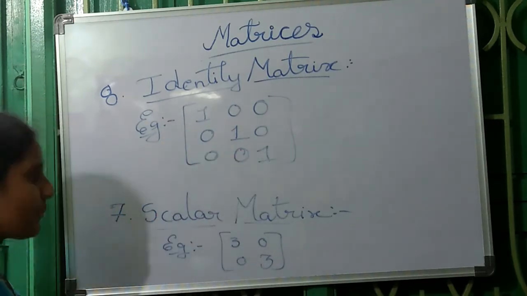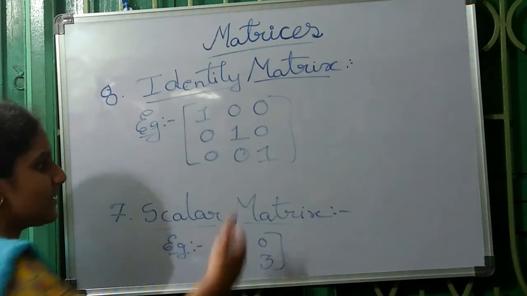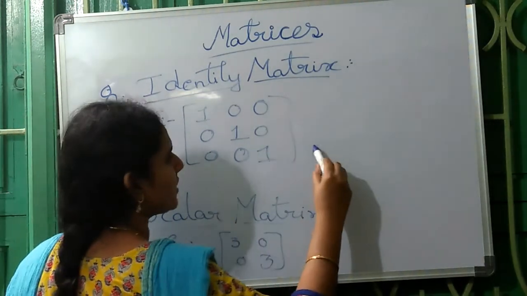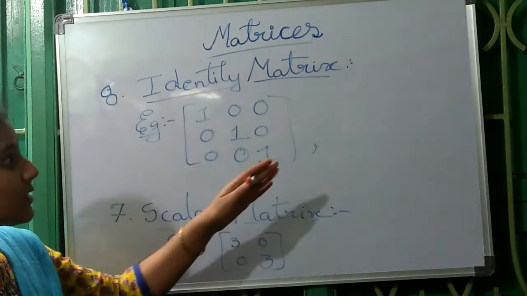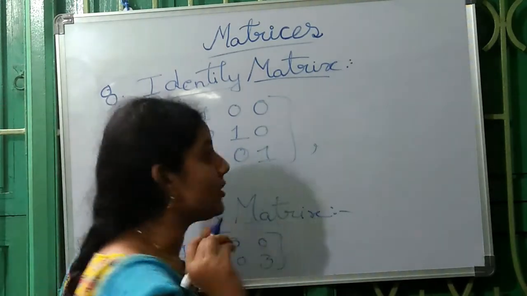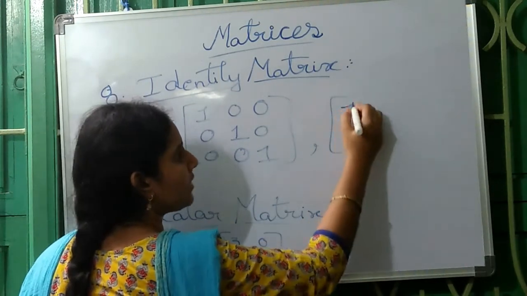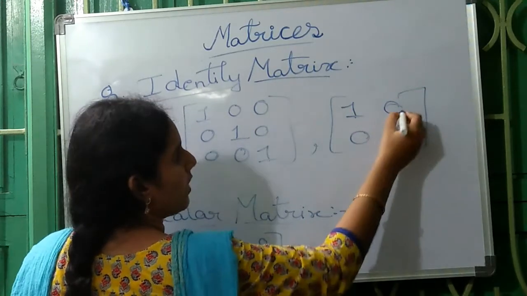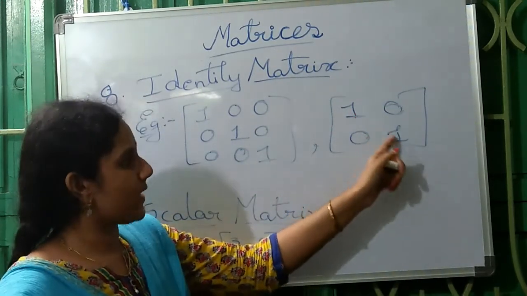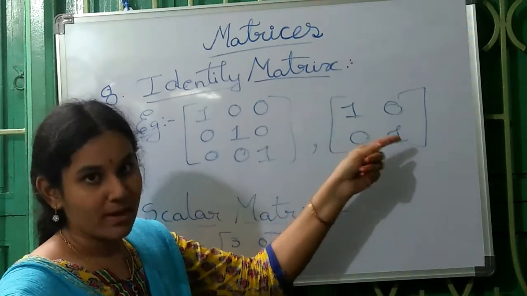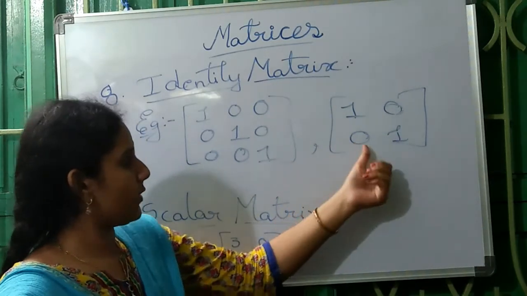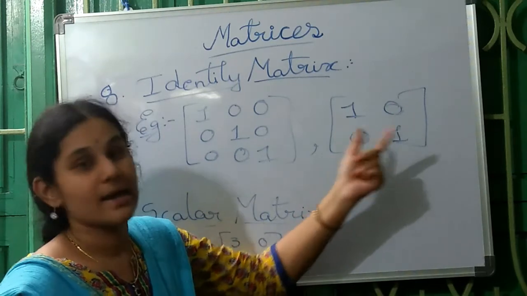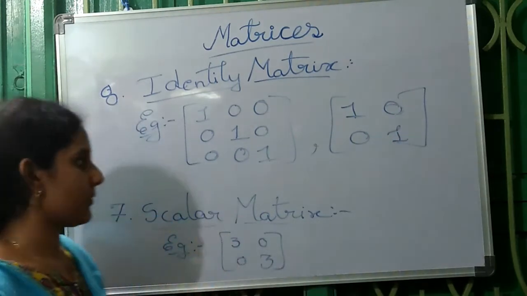If we take an example of a 2 by 2 matrix, this is a 3 by 3 matrix, we can construct a 2 by 2 identity matrix. It is also called a unit matrix. A 2 by 2 identity matrix would be in this way. All the principal diagonal elements are equal to the value 1 and non-diagonal elements are equal to the value 0.